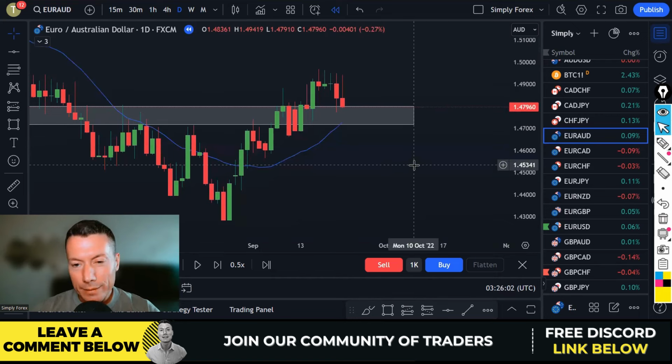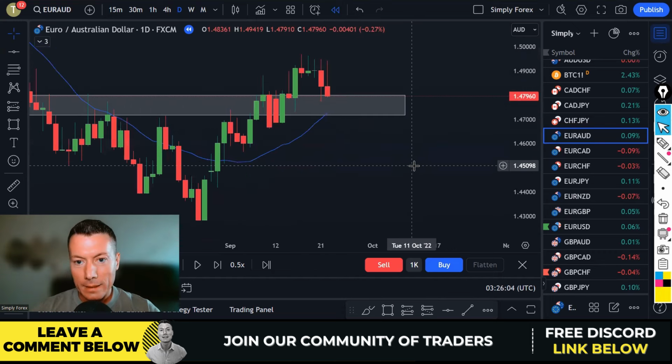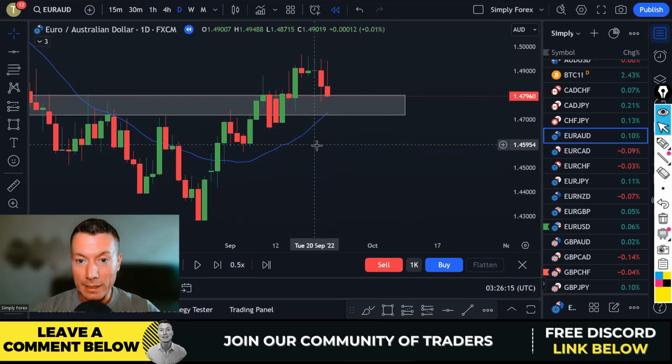Now it gets to the point where you're wrong if it breaks this level. All right? Probably wouldn't look for buys this particular day. Let's play it along.